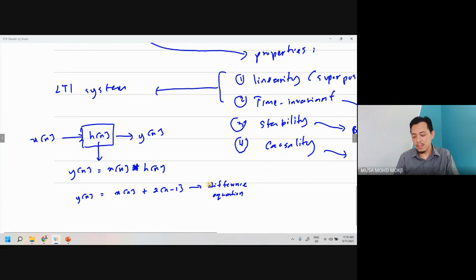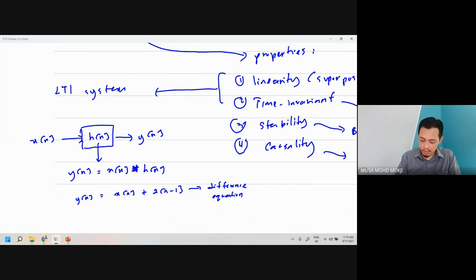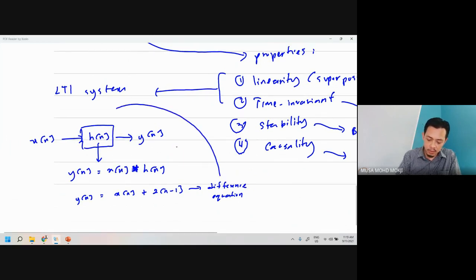Right? So it means that automatically, if you already know that you are given a difference equation, automatically you know that that one is actually an LTI system. Okay, so what we have seen is that we can convert between a difference equation and h[n], the impulse response.